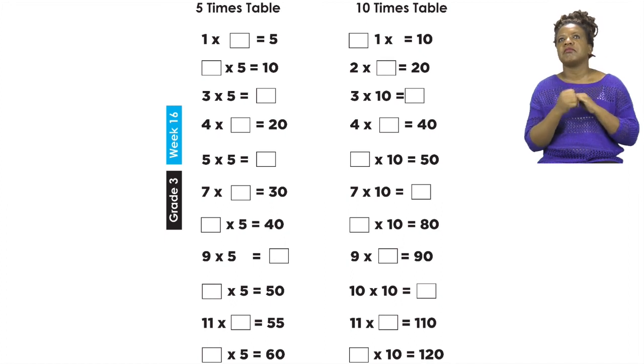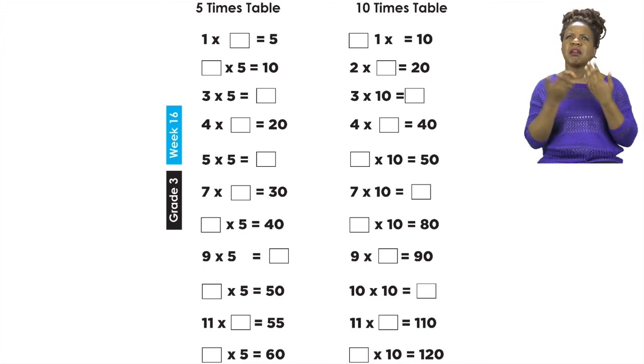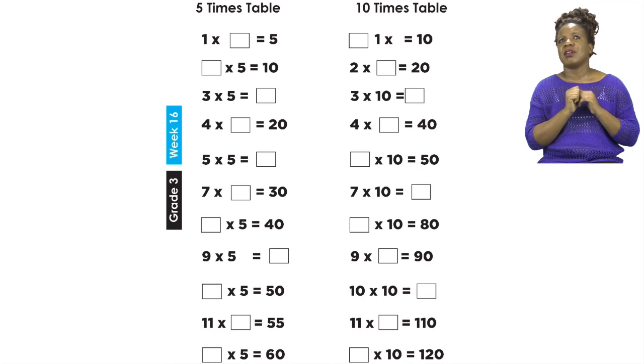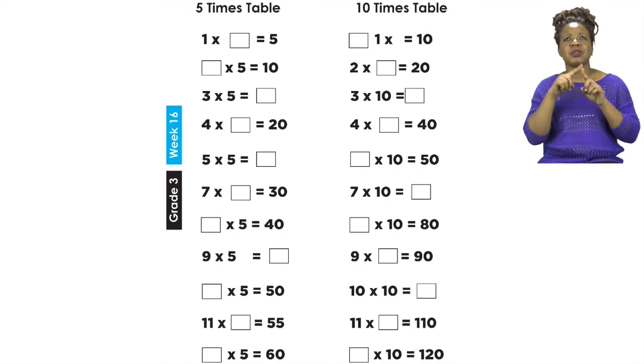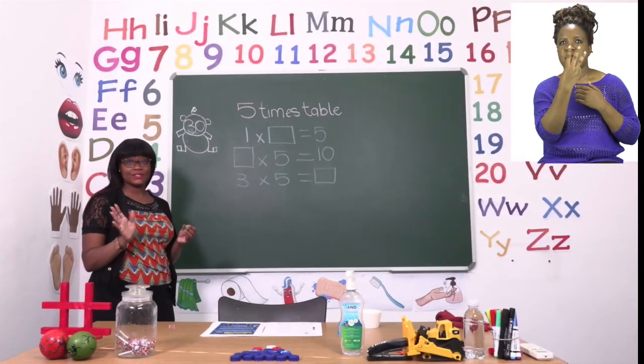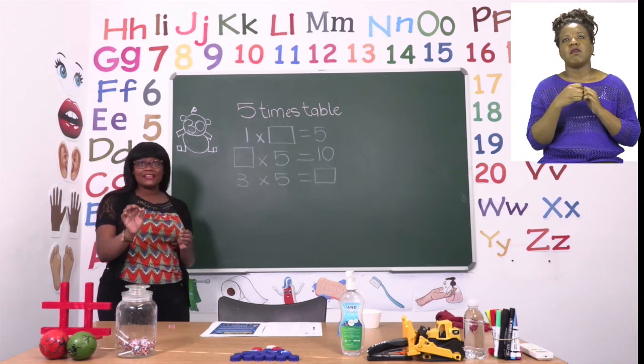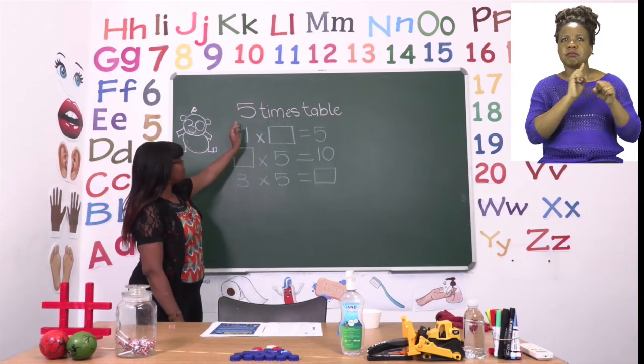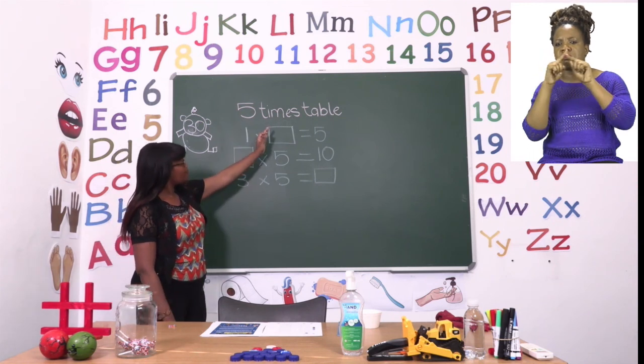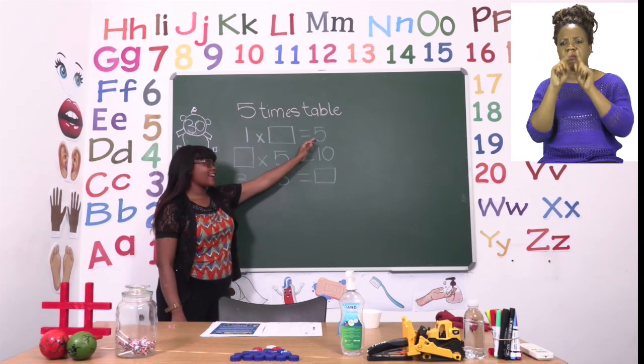Now, these two are easy for us to remember, but when there are missing numbers, we need to know the answers very, very quickly, because if we do not use the boxes, then the rest of the answers will be wrong. So let us try and do the first 3 together for the 5 times table. Now I have written the first 3 on the board. The first one has a box missing in the middle. So it says 1 times box equals 5.